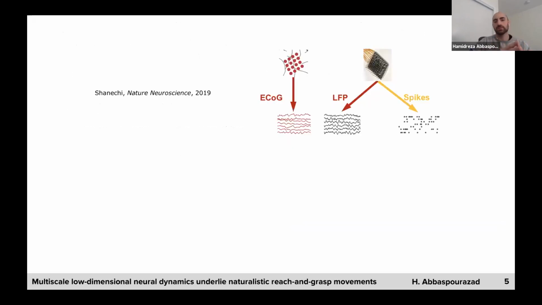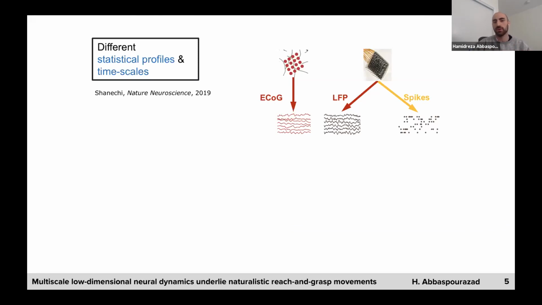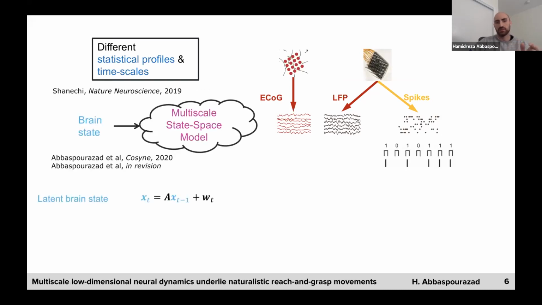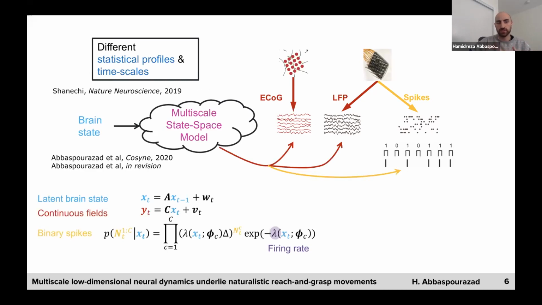Extracting low-dimensional dynamics from combined spiking and LFP activity is challenging because these signals have different statistical profiles and timescales. Local field potentials are continuous and have slower timescales compared to spikes, which are discrete, and we model them with binary spike events given their fast time scale and their biophysiological properties. We solved this challenge by building a multi-scale state space model in which the state evolves in time with linear state equations, and we model field signals and binary spikes given their statistical profiles.